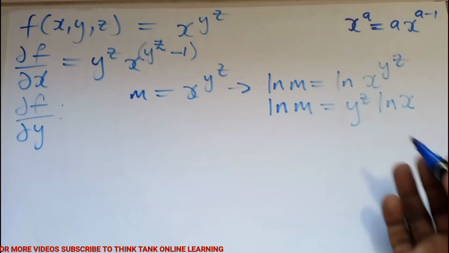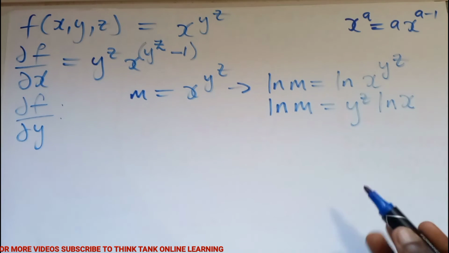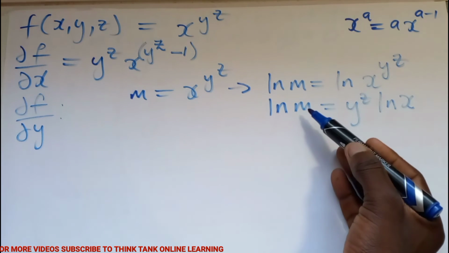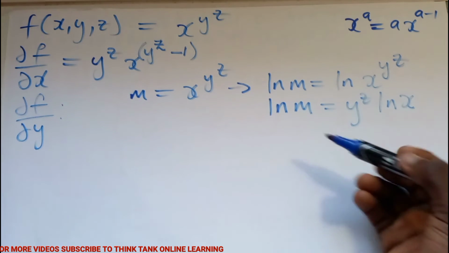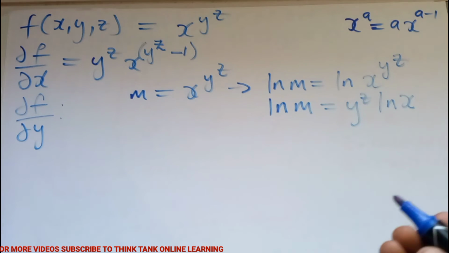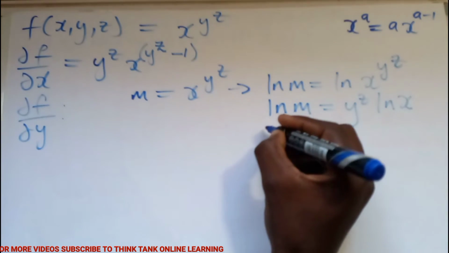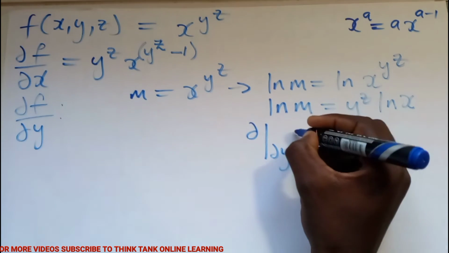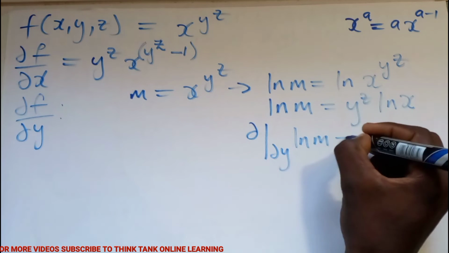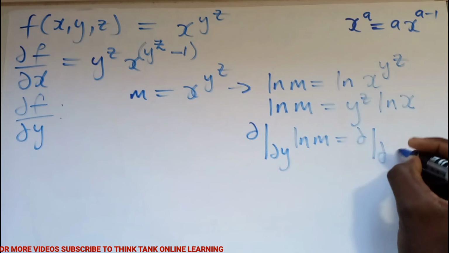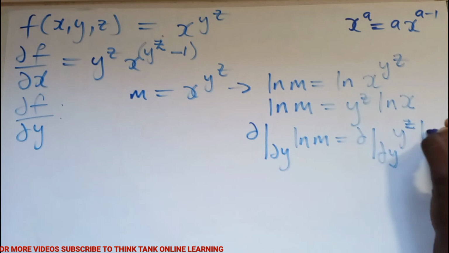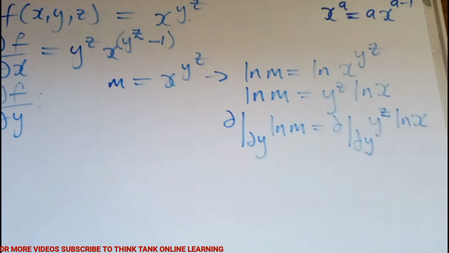As you can see, I want to differentiate with respect to y, so x is going to be a constant, but unfortunately m is not a constant, it's now a variable. So if I differentiate both sides with respect to y, I'm going to say partial y of ln m equals partial y of y to the power z ln x.